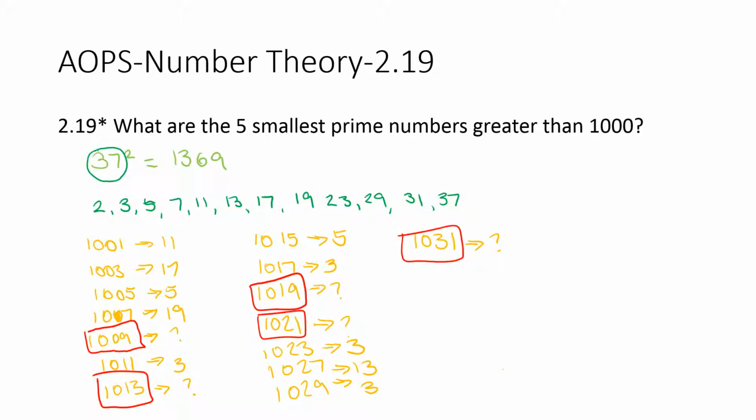So since it asks for the 5 smallest prime numbers, the 5 smallest prime numbers greater than 1000 are 1009, 1013, 1019, 1021, and 1031.